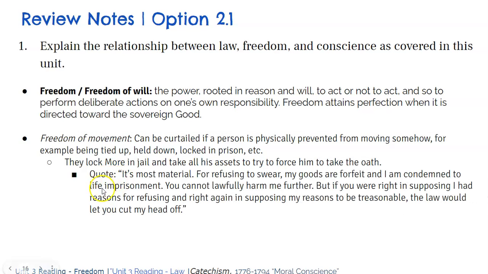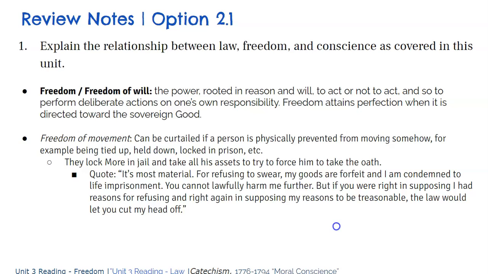And then there's a quote. This is from that scene. I'm not sure if it was in the movie version, but in the play, this is Thomas More. He says, "It's most material. For refusing to swear, my goods are forfeited and I'm condemned to life imprisonment. You cannot lawfully harm me further. But if you were right in supposing I had reasons for refusing, and right again in supposing my reasons were treasonable, the law would let you cut off my head." So even though they've taken away Thomas More's freedom, he thinks ultimately that the law will protect him.